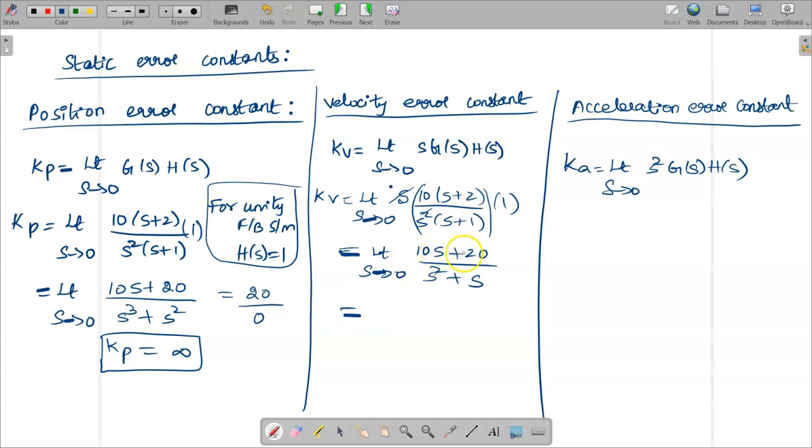Now substitute wherever we have s, s equal to 0. So this term becomes 0. Numerator I have only 20, denominator again 0 plus 0 it is 0. So 20 by 0 is infinity. Again the velocity error constant Kv is also infinity.